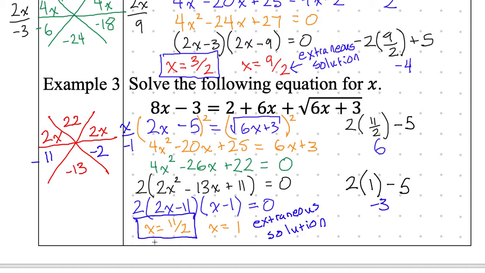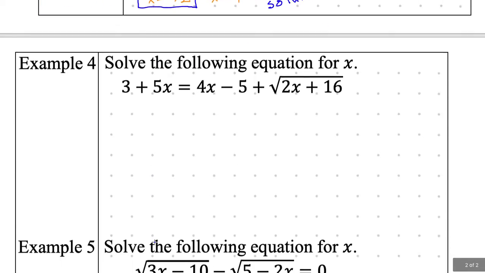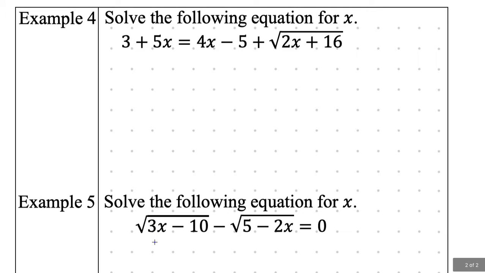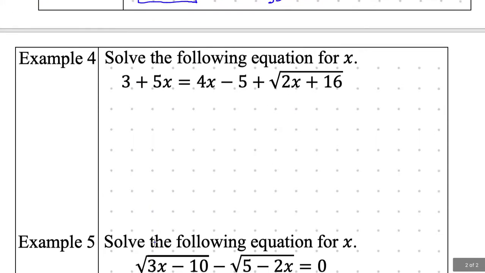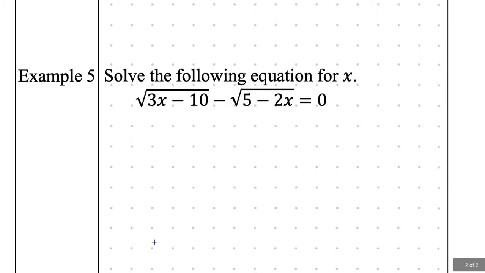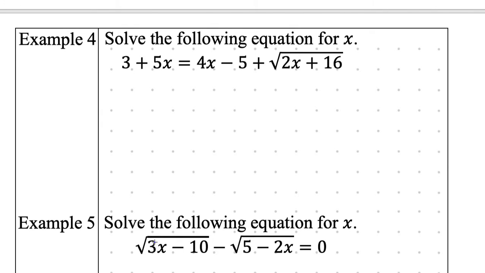All right, we're doing good. We have 2 more problems. This one you should now know how to do because it's very similar to example number 3. So I'm going to let you do example 4, and then we'll come back as a class to do example number 5. Good luck on example number 4.